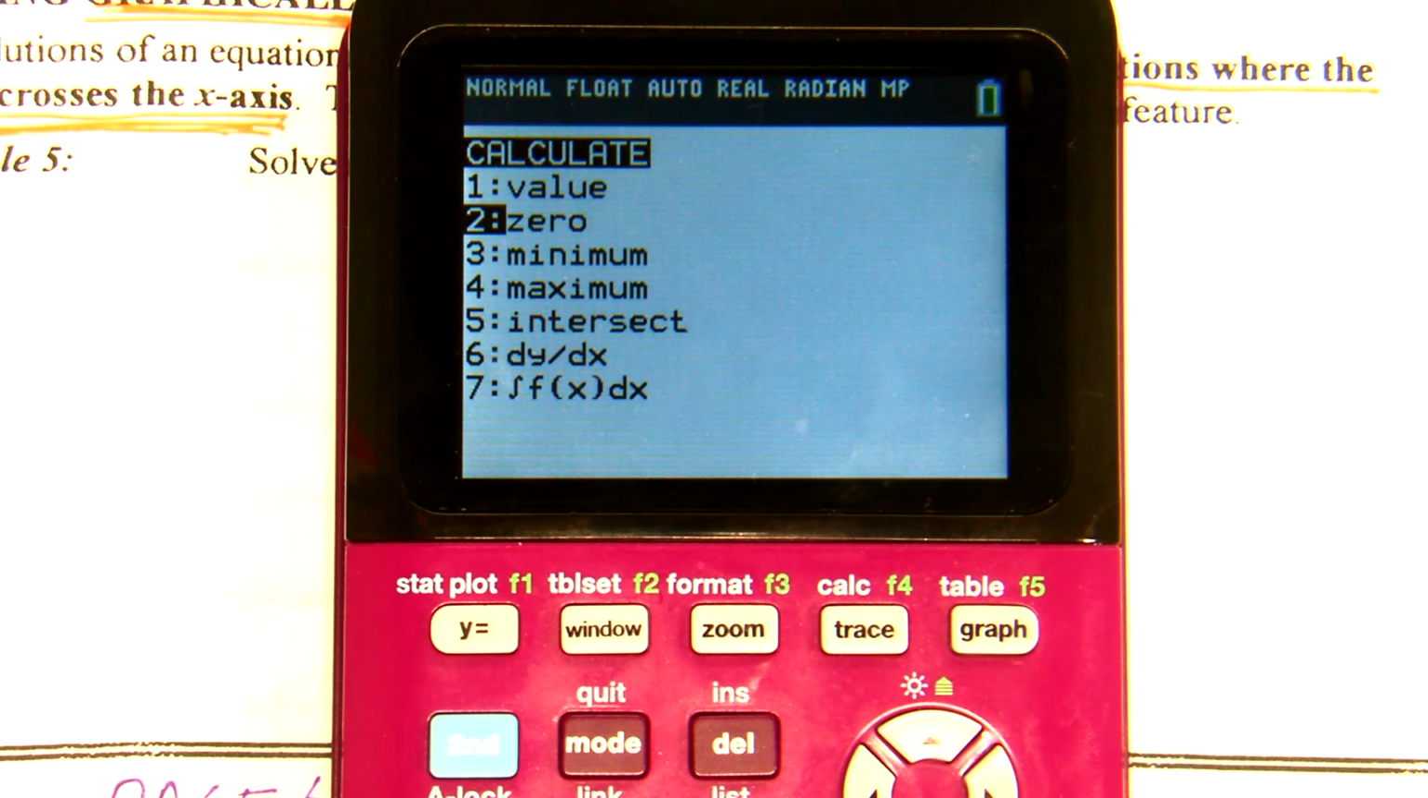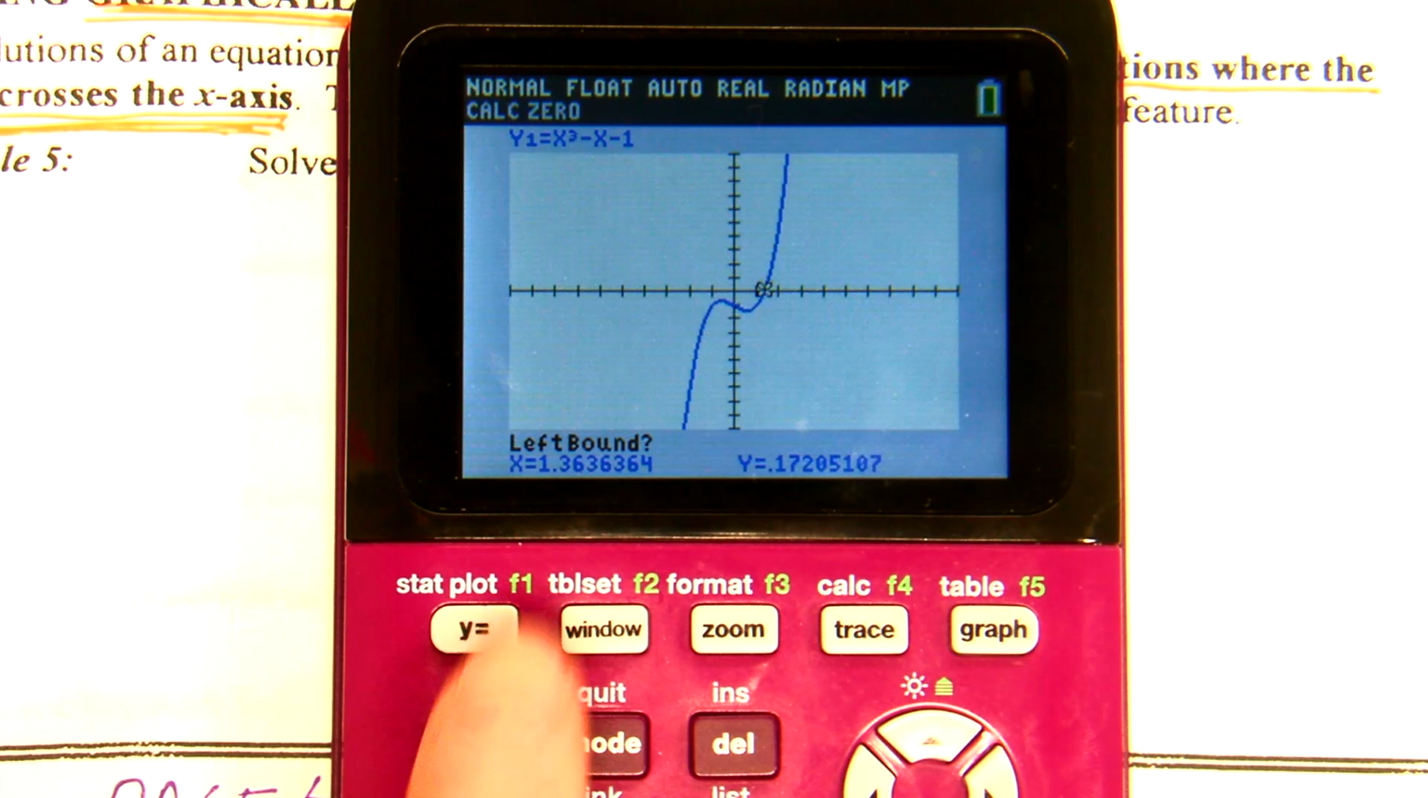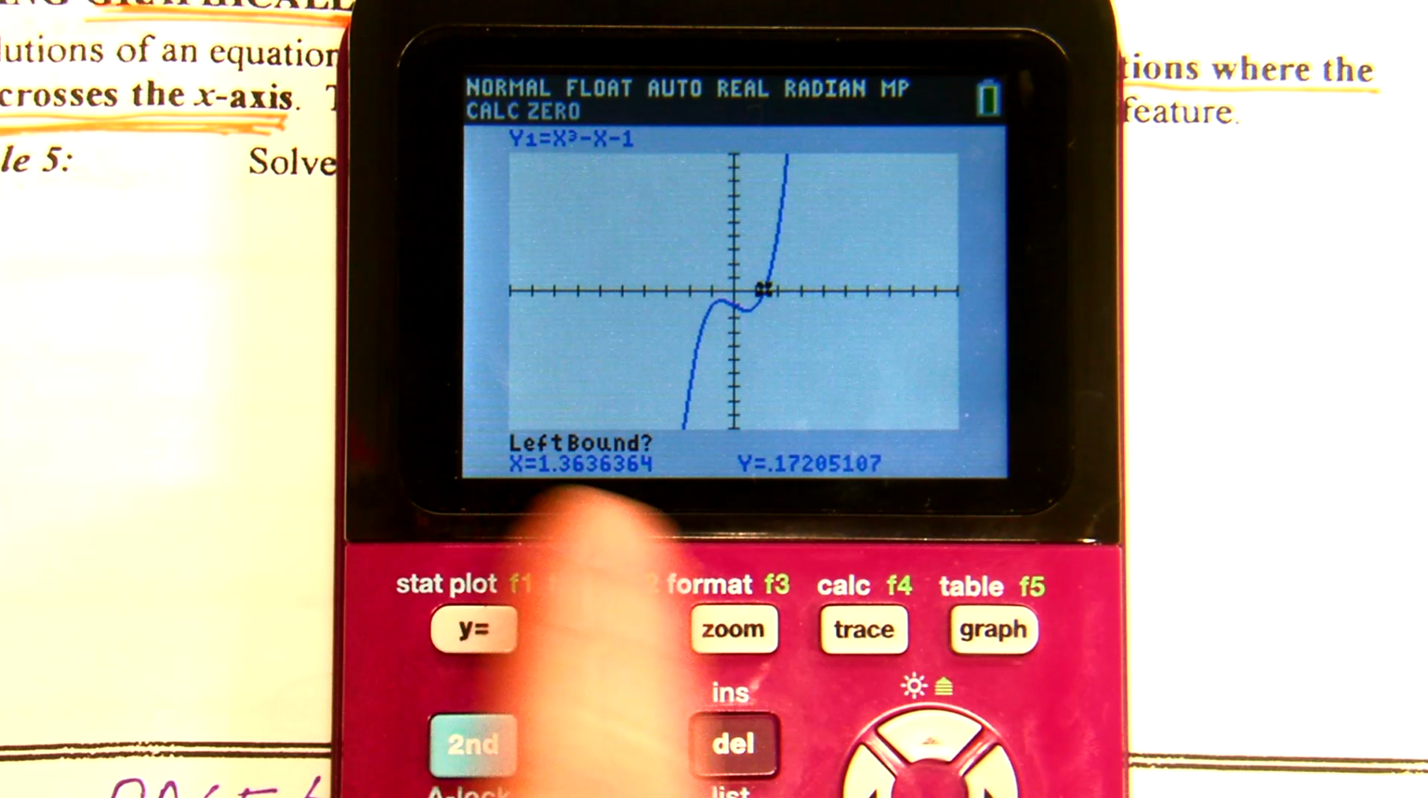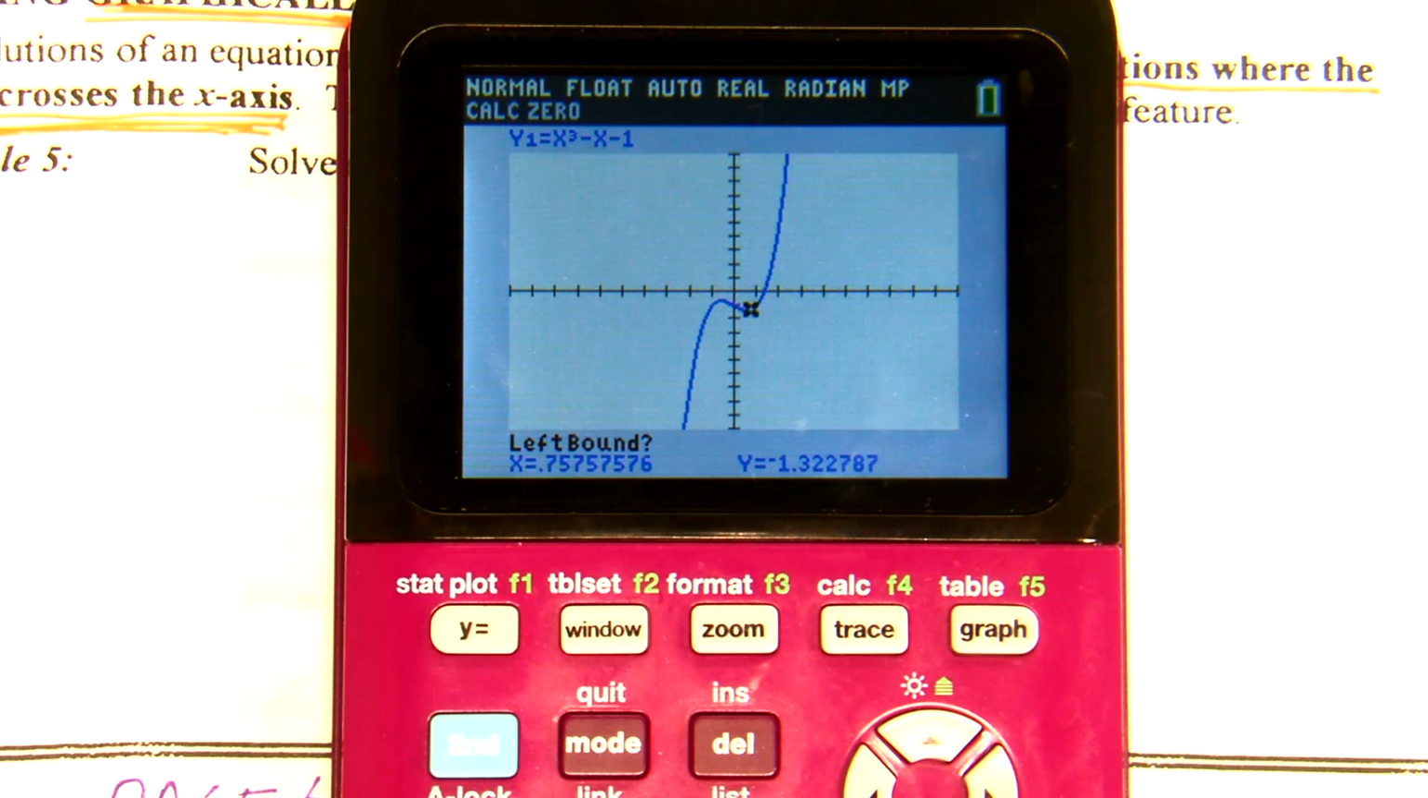You ready for the process? Okay. So it's asking me questions. Let the calculator prompts take you through. So left bound, because sometimes there's multiple zeros, multiple places it crosses the x-axis. So it's always asking, okay, which one do you want? So the left bound says, I'm going to move my cursor somewhere to the left of where we're crossing the x-axis. So in this case, just the way the graph's going, I'm going to end up on the bottom part, right? And then I'm going to hit enter.